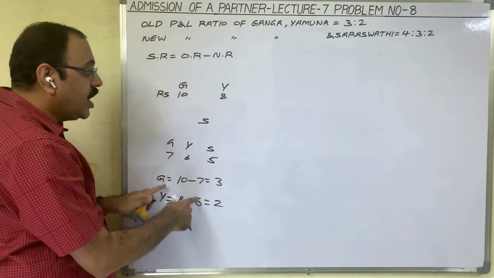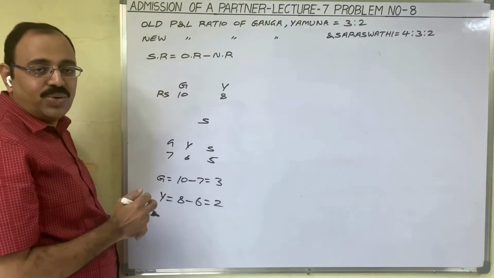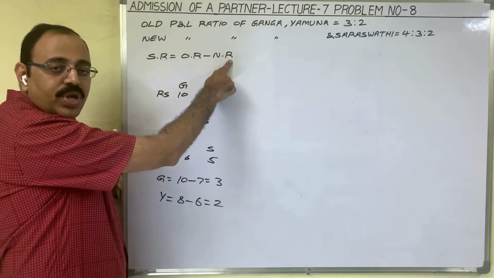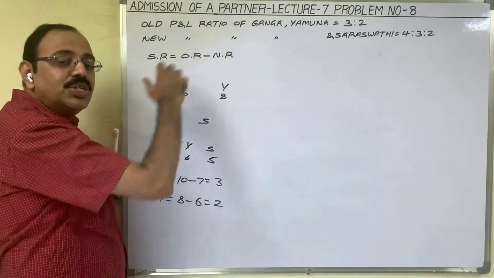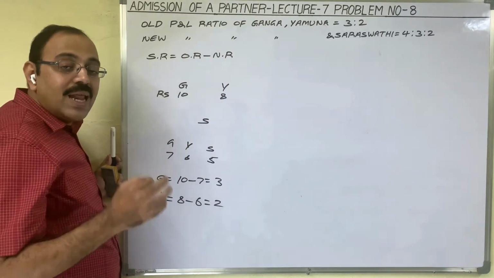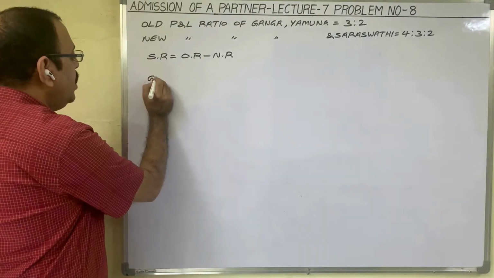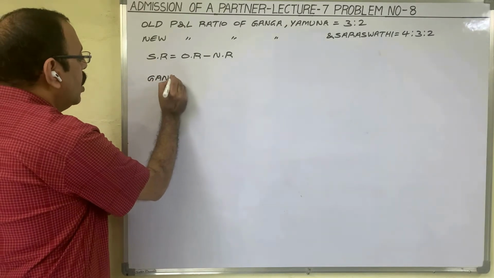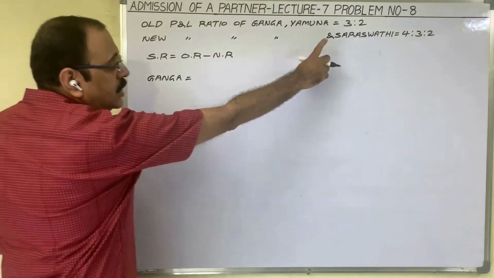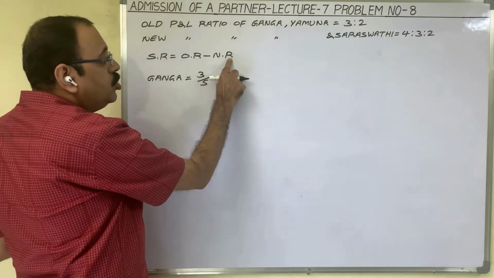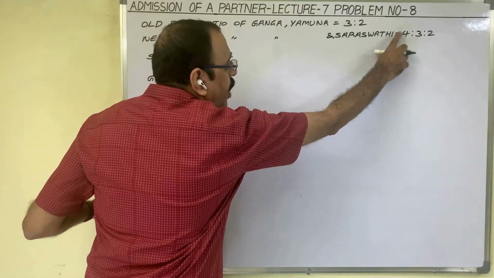The same concept we are applying in the case of fractions also. So old ratio minus new ratio. If we do that, the sacrificing ratio comes. So let us calculate the sacrificing ratio of X and Y. So sacrificing share of Ganga. Ganga's old share is 3 by 5 minus Ganga's new share is 4 by 9.